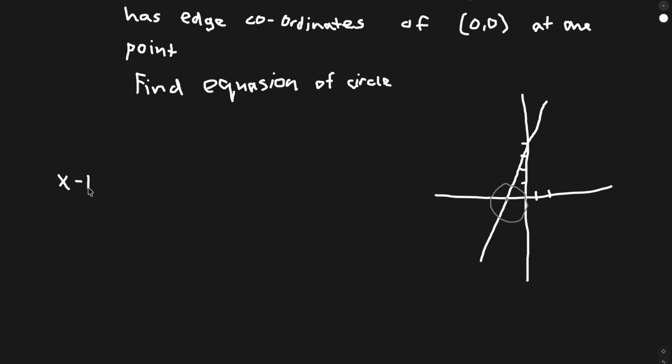So we know that the equation of a circle is going to be x minus h squared plus y minus k squared is equal to root 2 squared, because that's our radius squared. So how are we going to work this out?